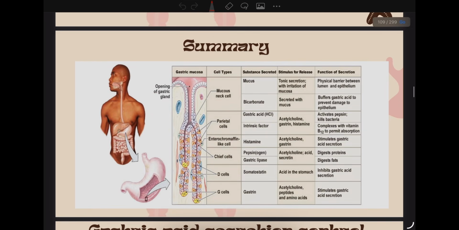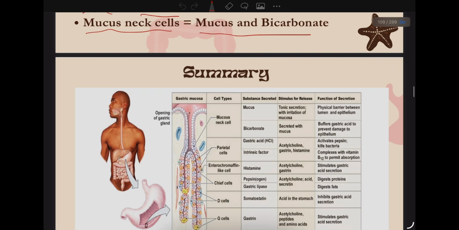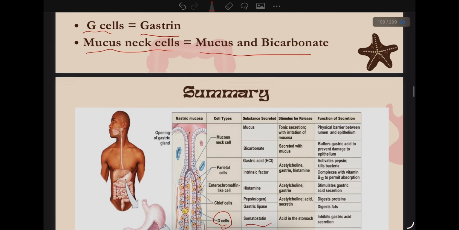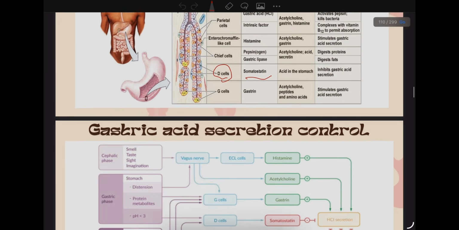This is a summary of each cell: what it secretes, its function, and so on. I will not go through all of that, because we will take it one by one, inshallah. But something that was not mentioned before is the D cells, which secrete somatostatin. We mentioned it in P2, but we will still talk about it here.